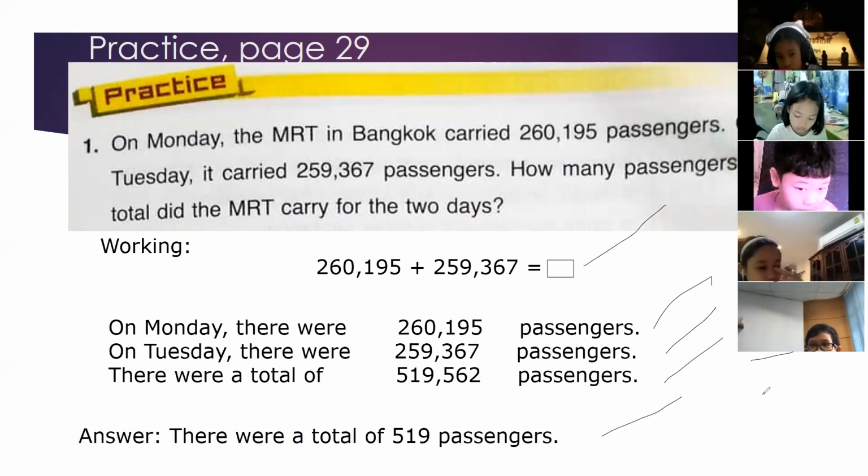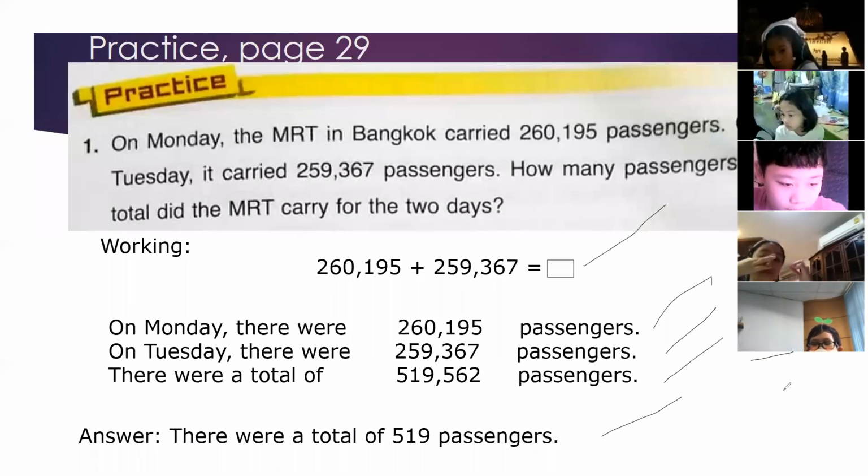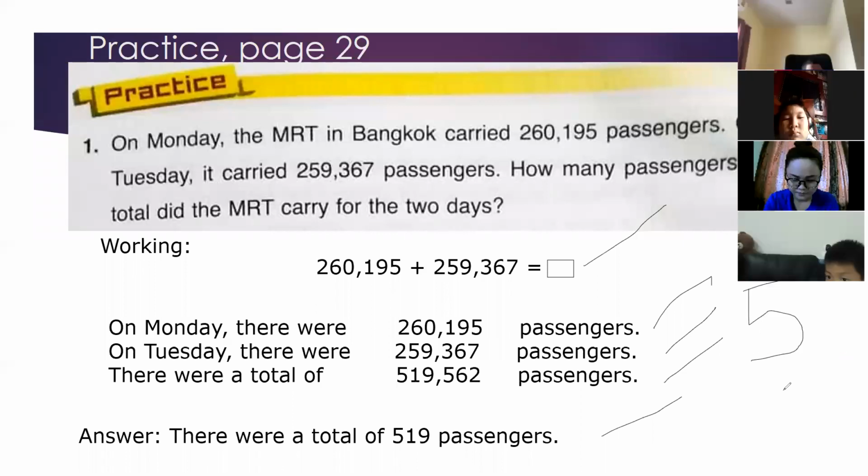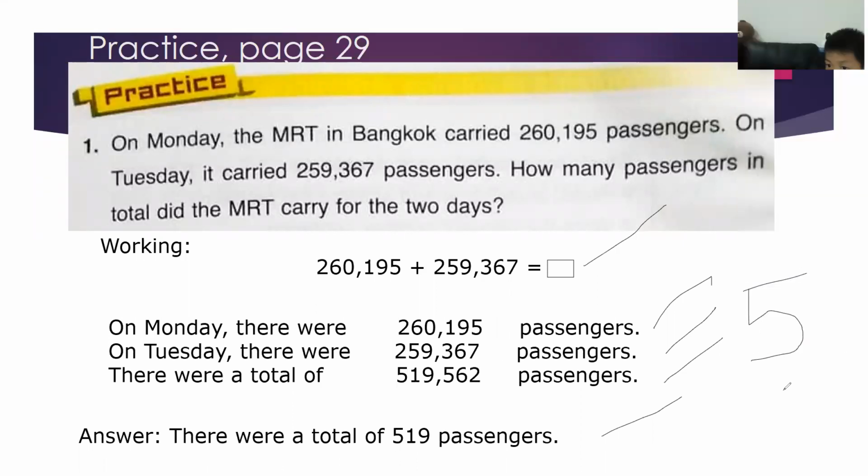Okay, I'm going to count 10 backwards. 10, 9, 8, 7, 6, 5, 4, 3, 2, and 1. Okay, now it's your turn to do it by yourselves.